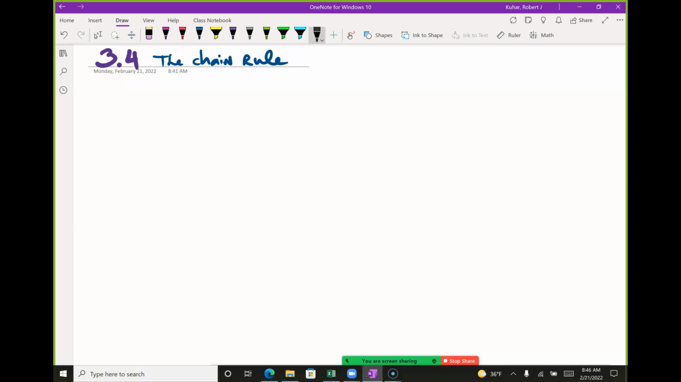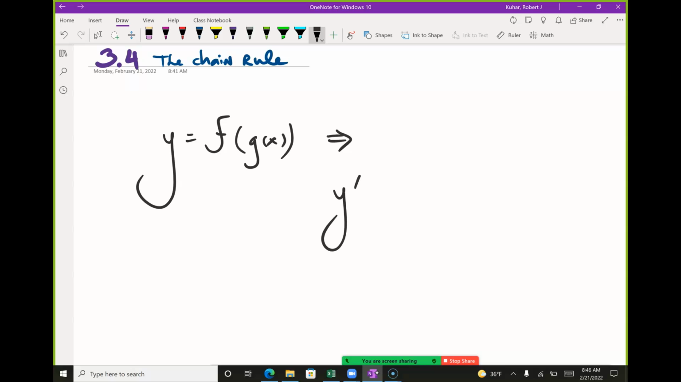Okay, so first of all, what is the chain rule? If y equals f composed of g, right? So I have a composition of functions. Assuming the derivative of f exists and the derivative of g exists, we know that y prime is f prime of g times g prime.